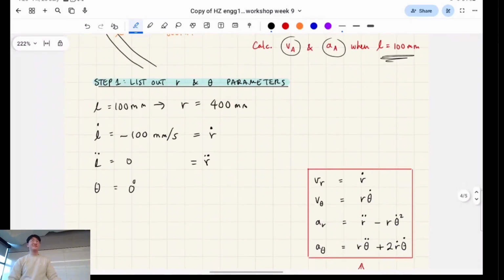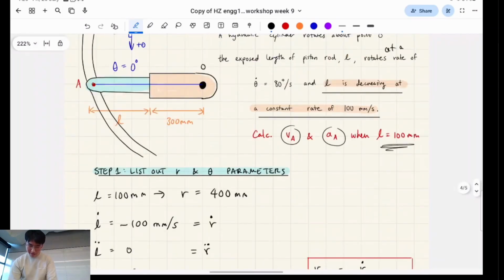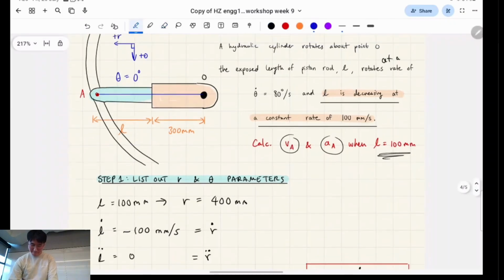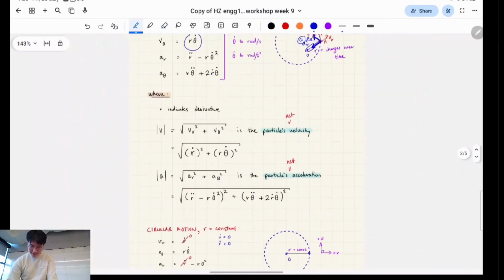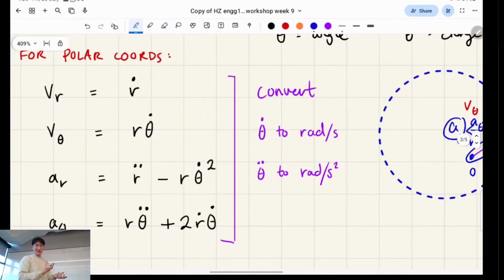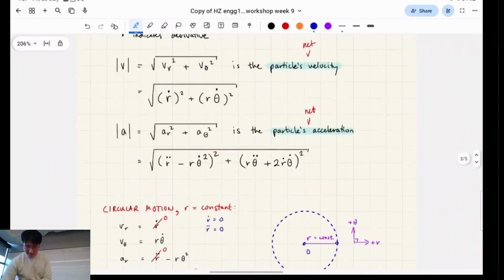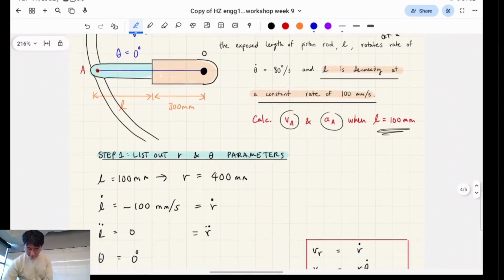It actually doesn't matter. I shouldn't say it doesn't matter. Basically, these formulas aren't dependent on theta. They're dependent on theta dot. So even if you don't know what theta is, if I didn't give you 0 degrees, but you were given that the length was 100 mm, you can still solve the question. Do you know what I mean? So you don't need to know that theta is equal to 0, right?